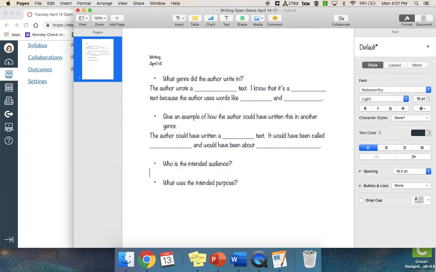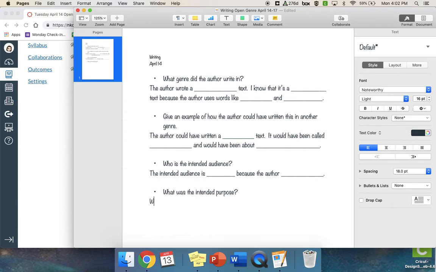So we can simply say the intended audience, sorry about my spelling, is blank. And then maybe give me a reason. So because the author blank. Is the author speaking a certain way to where it sounds like it's very formal? Is it that they're speaking to the kids and kind of using common language? What's going on? Okay, so really looking at that and thinking about why is the author doing this? And then what's the intended purpose?